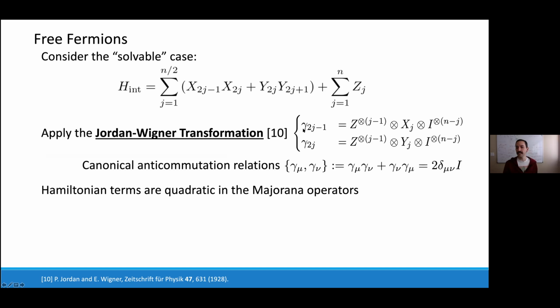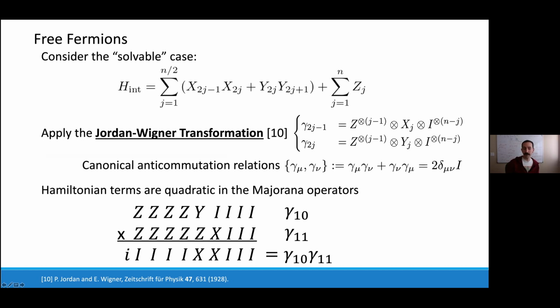And you can see that these anti-commute, which is good because that's what we want to enforce. We want to enforce the canonical anti-commutation relations for these fermions, which you can see here. So what we're going to try to do is use this mapping and then find that when we apply the mapping, the Hamiltonian terms are quadratic in the Majorana operators.